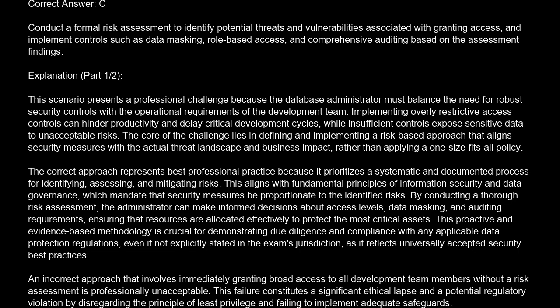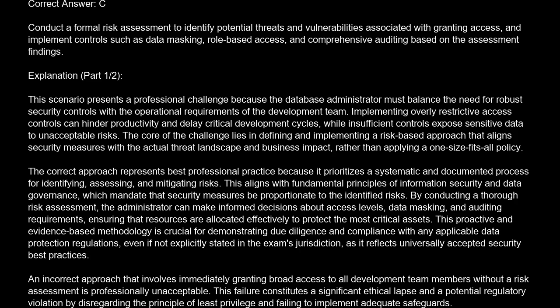Conduct a formal risk assessment to identify potential threats and vulnerabilities associated with granting access, and implement controls such as data masking, role-based access, and comprehensive auditing based on the assessment findings. Explanation: this scenario presents a professional challenge because the database administrator must balance the need for robust security controls with the operational requirements of the development team.